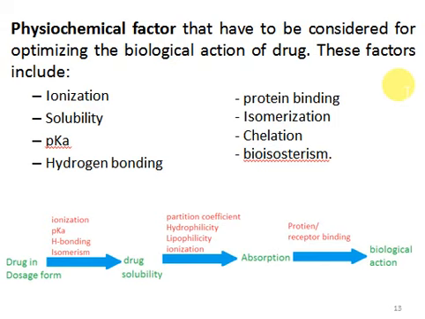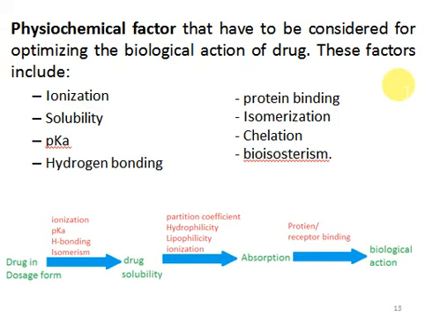Then we have pKa. So the pKa value actually affects the ionization of your acid. Then we have hydrogen bonding. Hydrogen bonding affects the solubility in water. The hydrogen bonding can be optimized, can be increased or decreased, in order to get you the desired solubility.